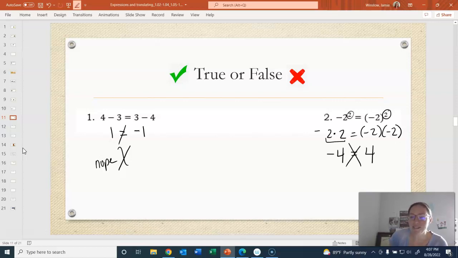This one stumps a few people every year, and even sometimes as I'm doing problems too quickly, it'll get me too. So I'm sharing it with you because I want you to be extra careful that when you see parentheses, make sure you're squaring everything. When you don't see parentheses, make sure you're not squaring everything, right? We only want to square what the exponent is touching.